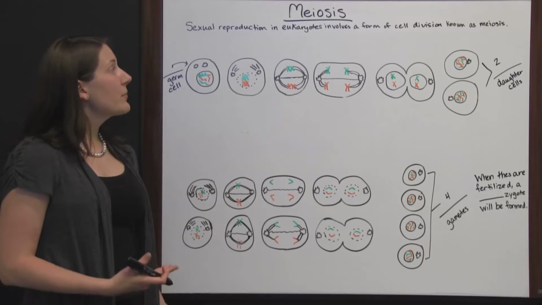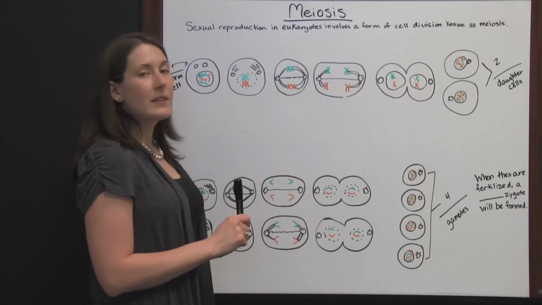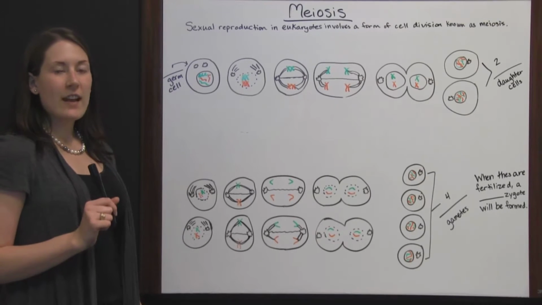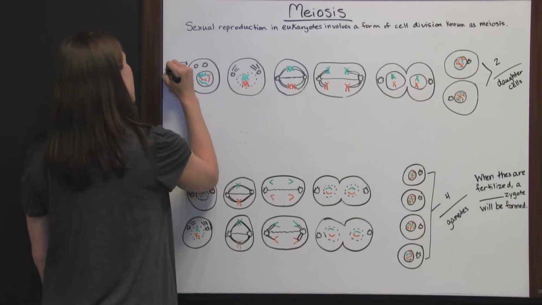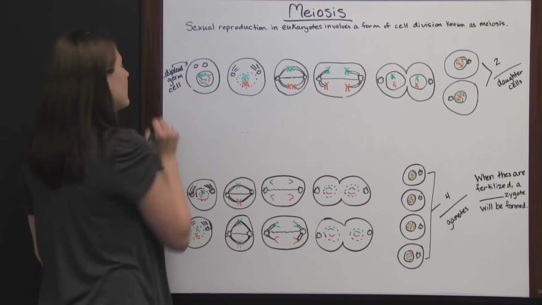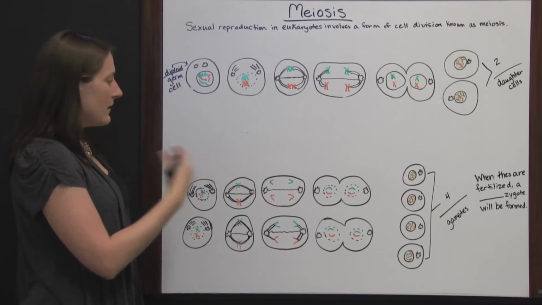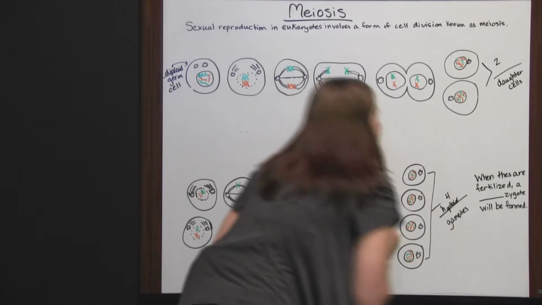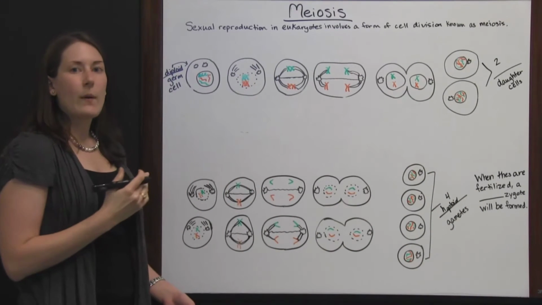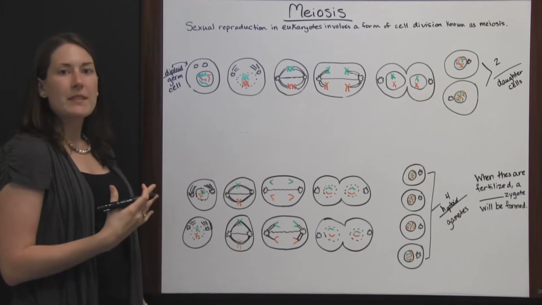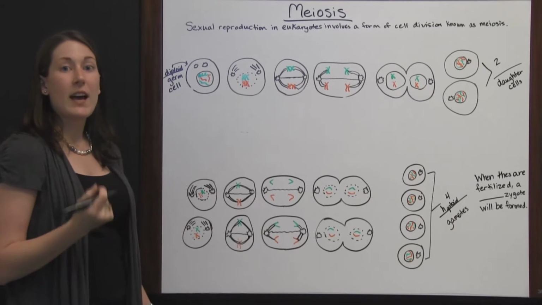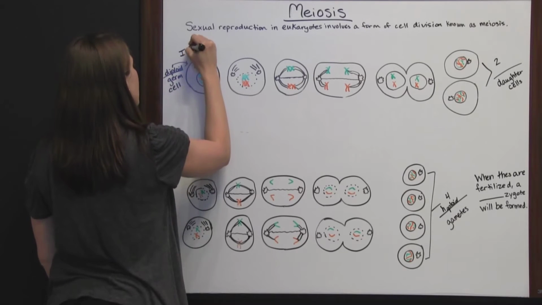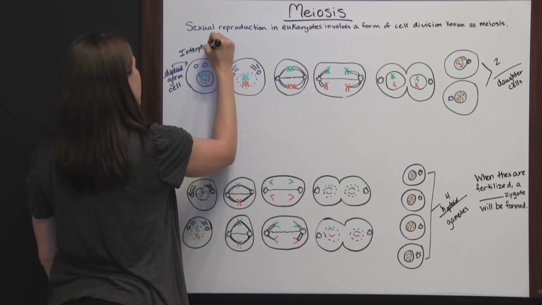Meiosis. Sexual reproduction in eukaryotes involves a form of cell division known as meiosis. It has several different stages that are carried out to let one diploid germ cell result in 4 haploid gametes. Diploid means that it's going to have multiple copies of the genetic information, where haploid means it's going to have 1 copy. So, in this first part, this would be interphase.